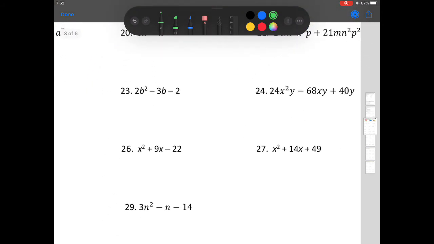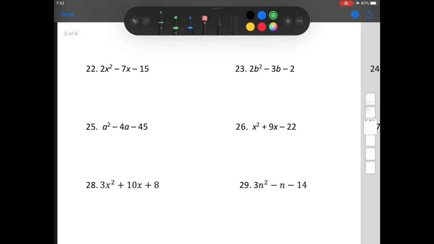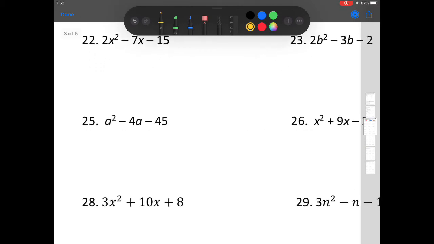Okay, now let's go down to 25. You have to finish the rest on your own, okay? I'm just doing a few questions of each kind so you get an idea of how to do all the other questions. So now, this one again, start with the GCF. Is there a GCF? Not really. So your leading coefficient is 1. So basically, then you do the AM method. You need 2 numbers that add to negative 4 and multiply to negative 45, right?